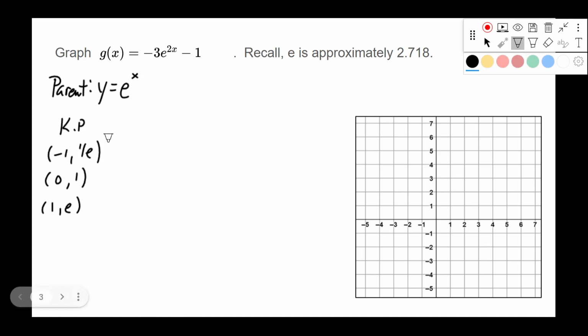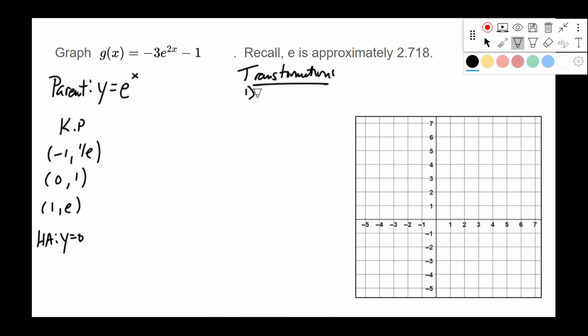All right, so we want to give the true value first, and then we'll approximate it to actually put it on our coordinate plane. So these are our key points, and then this is an exponential function, so there's a horizontal asymptote at y equals 0. Okay, let's talk about my transformations here. What do we have? We have 4 things working.